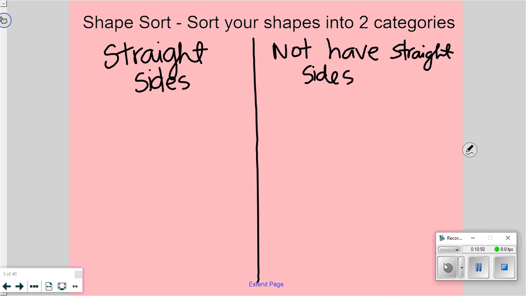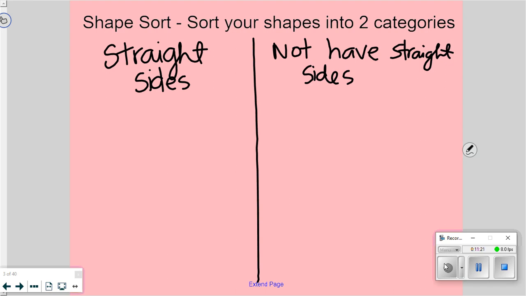All right, I see 7, I see 6. Lots of 7s, lots of 6s. 9, ooh, interesting. Show me with your fingers how many shapes you put in the not straight sides category. I see a lot of 4s. 3s. All right, there seems to be at least one shape that some of you put in one side and some of you put in the other.